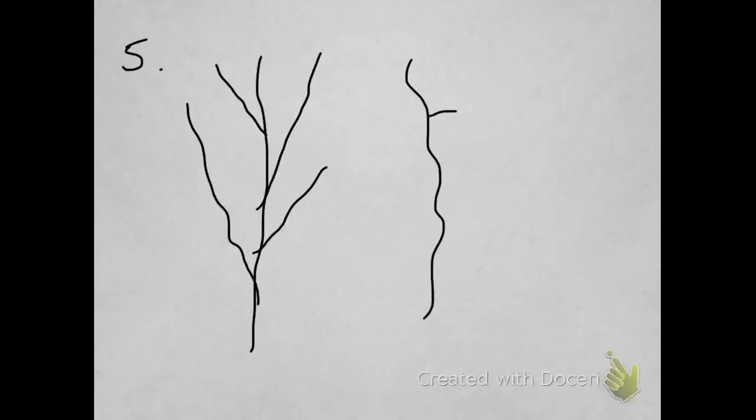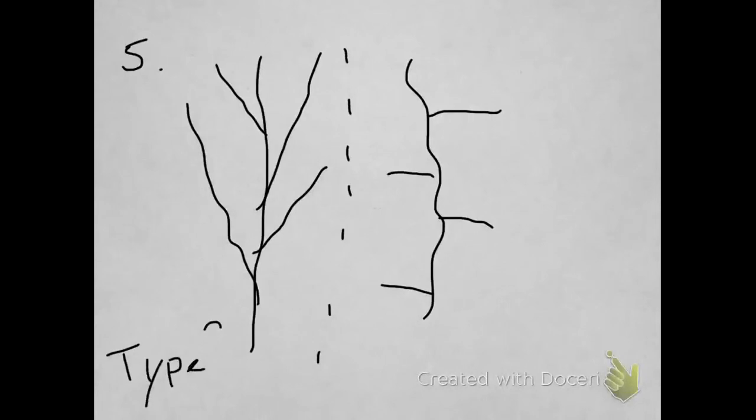Okay, question number 5. I'm going to draw some stuff here on the left and on the right. And here come your questions. What type of drainage basin is shown on the left? Okay, and what type is shown here on the right? So on the left we have a dendritic drainage basin, and on the right we have trellis.